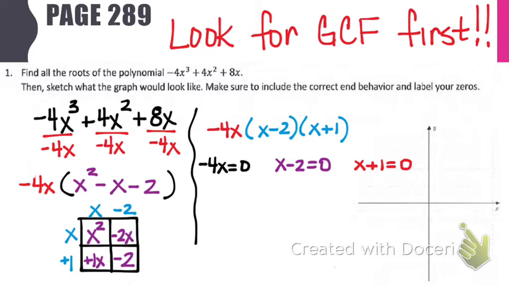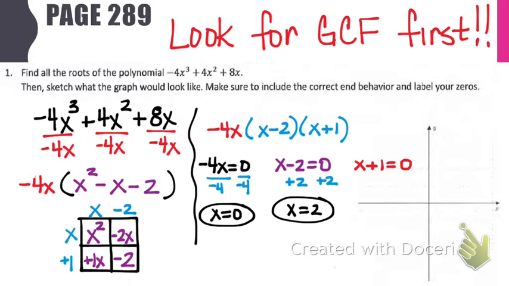So I'm going to divide both sides by negative 4 for this first one. And 0 divided by negative 4 is 0. So x equals 0 is my first solution. For my second one, I'm going to add the 2. So x equals 2 is my second solution. And for my third, I'm going to subtract 1. So x equals negative 1, sorry, is my third solution.